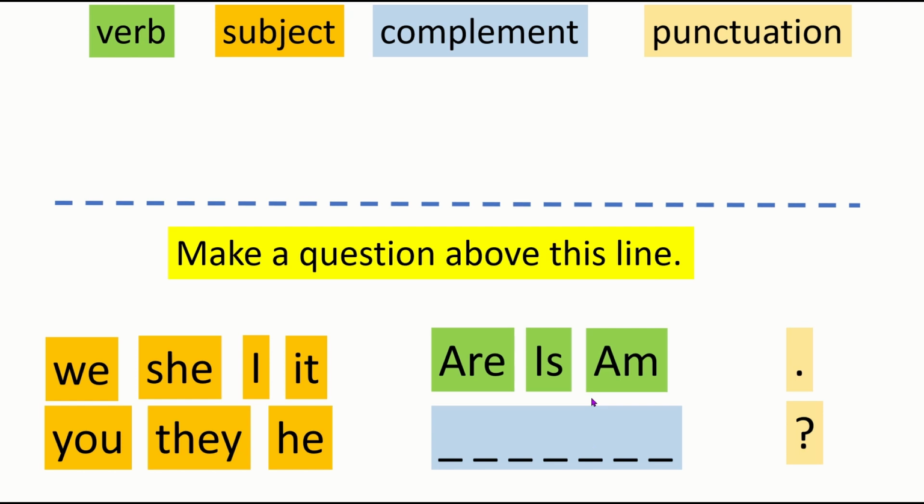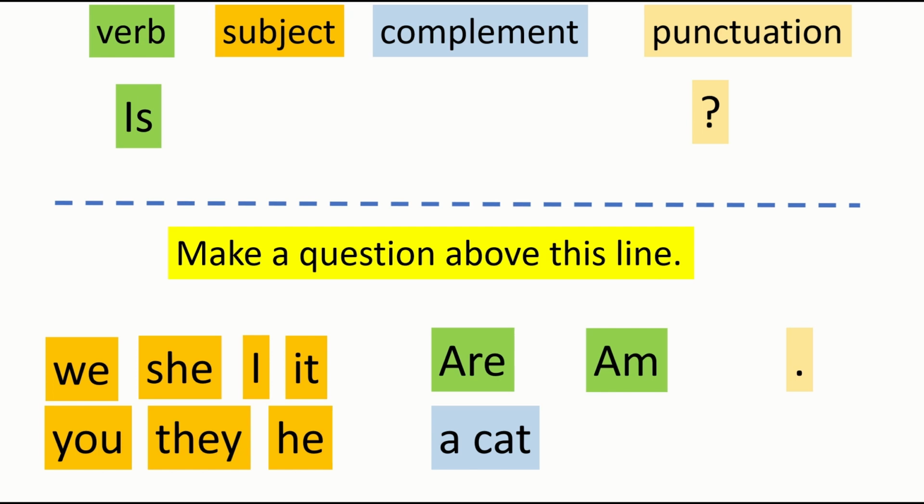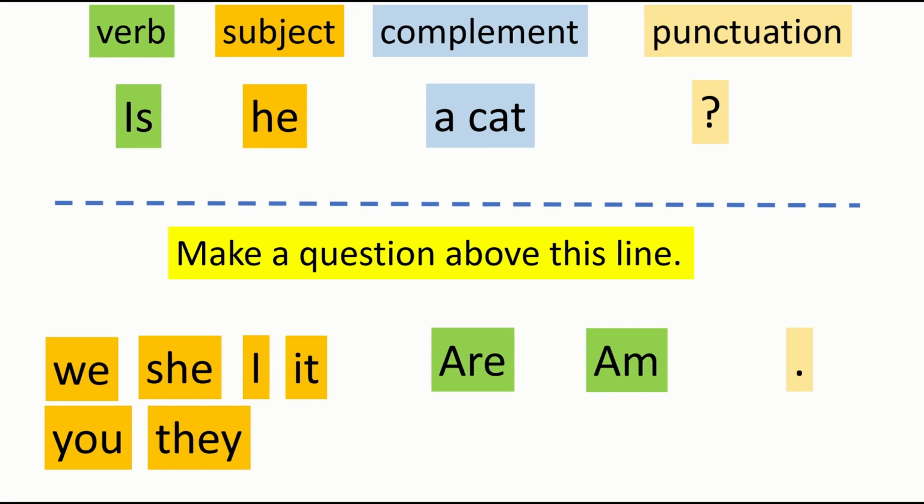Oh, now we can make our own complement. What do we want for a complement? How about a cat? A cat. All right, we do a cat again. So I know that I have a question. Let me start with is. Is he a cat? Is he a cat? No, he is a person. Oh, okay. How about, is it a cat? Okay, that's a question. Is it a cat? Verb, subject, complement, punctuation. Okay, pretty good.